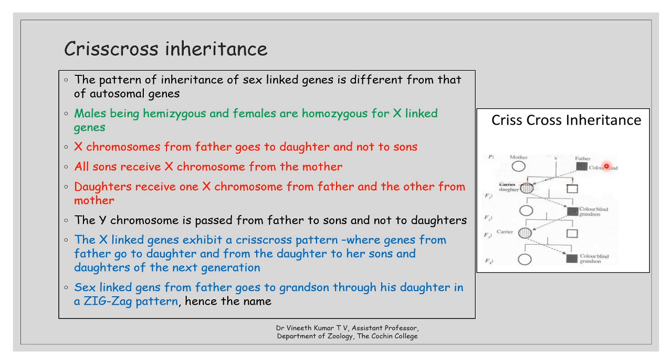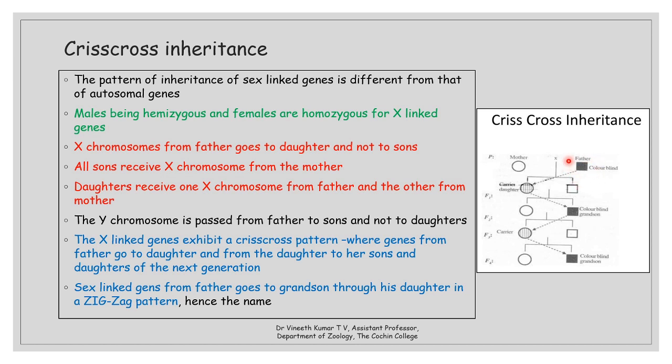Here the father has that particular trait. We are considering a condition, you cannot call it a disease, which is called color blindness. This color blindness is an X-linked recessive trait. That means it is a mutated recessive allele which will give you this particular condition called color blindness.